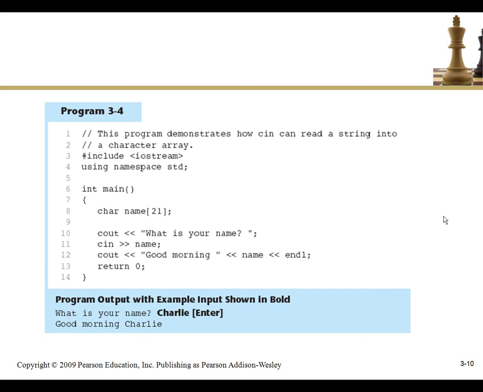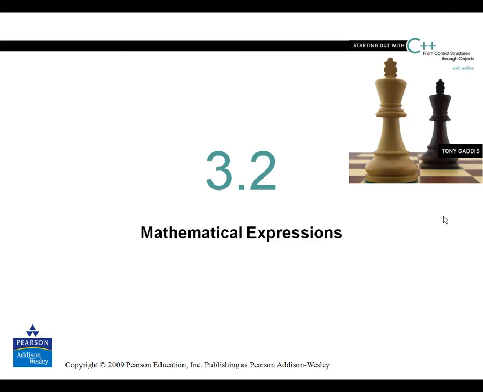Here is program 3-4 in your book, an example of reading a string into your variable called name. Again, line 8 will define the name to be of 21 characters, and in line 11 you are getting the input name to be placed into that array of bytes. End of this section.